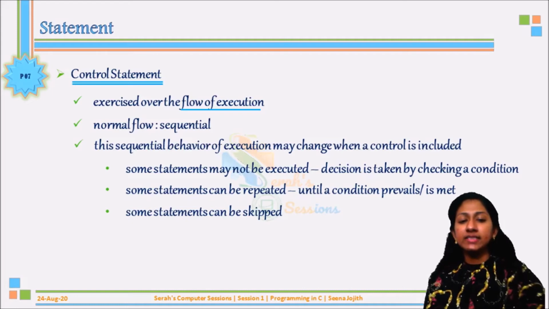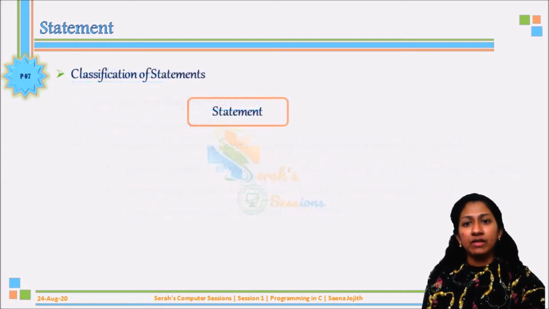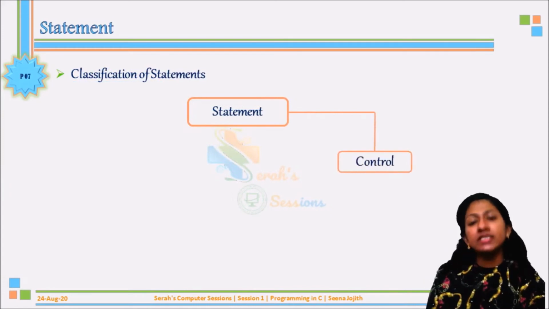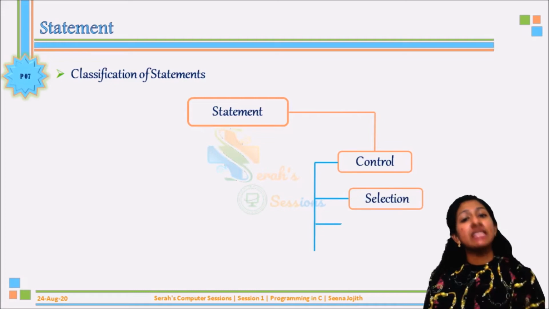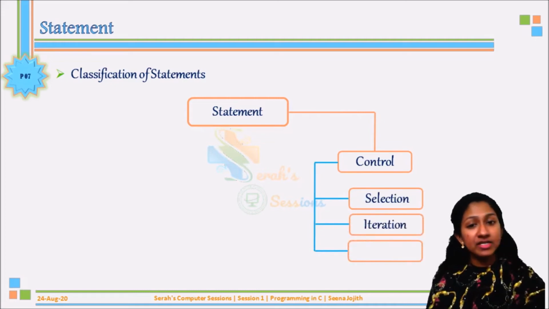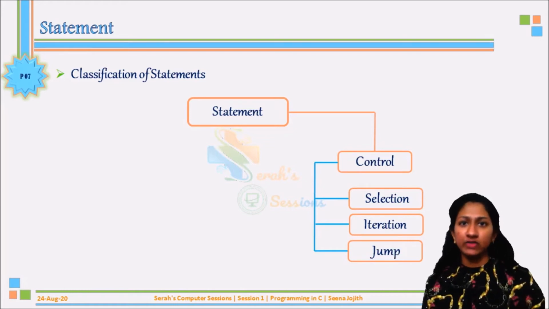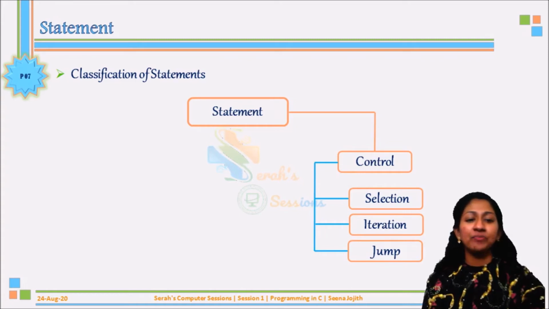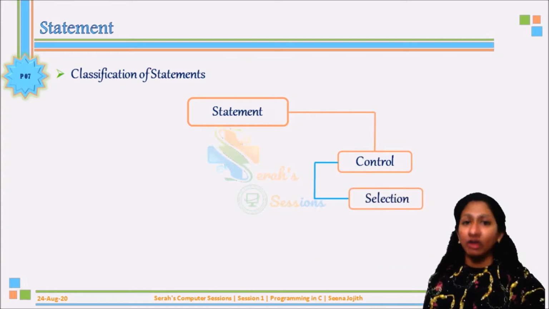So let us move on to the different subdivisions inside the control statement, and they are selection, iteration, and jump. There are three different categories of control statements that we are going to look into in this class. First, let's see what selection statements are all about.